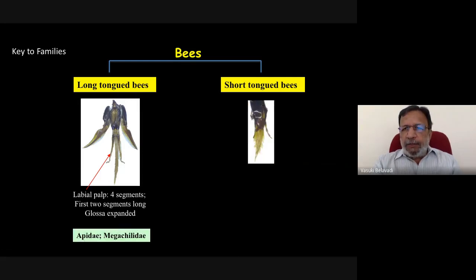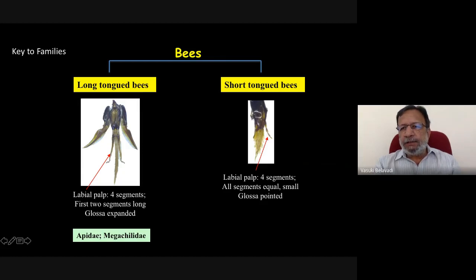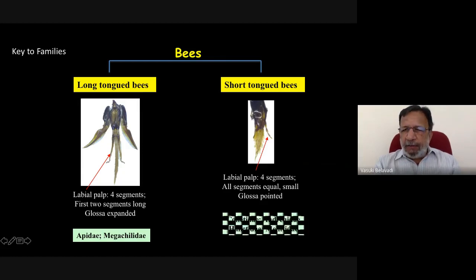And in short-tongued bees, the proboscis is short. The labial palp, though it has four segments, all segments are small and equal in size. So this is the labial palp. And the remaining four families of India, Colletidae, Andrenidae, Halictidae, and Melittidae, come under this group, the short-tongued bees.